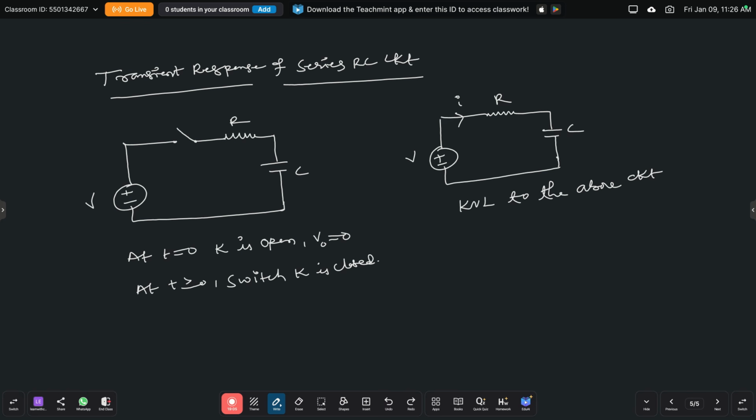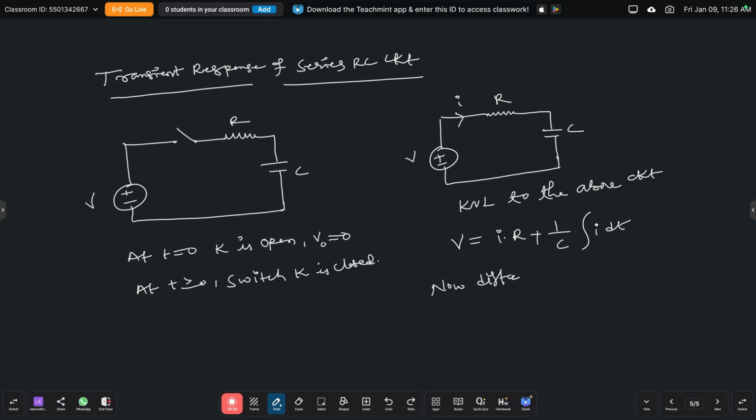By applying mesh analysis to the above circuit, the equation becomes V equals I into R plus, for the capacitance, 1 by C integration of I dt. So V equals I R plus 1 by C integration of I dt. Now differentiate the above equation with respect to t.